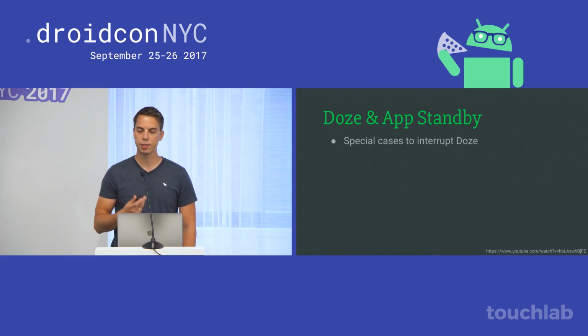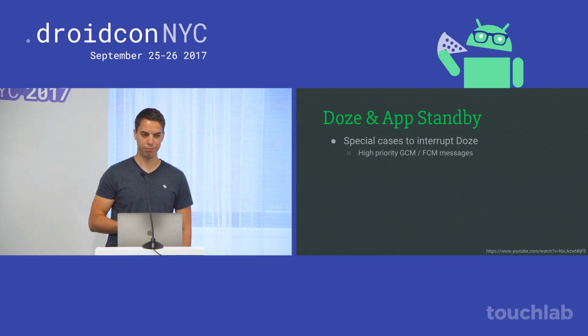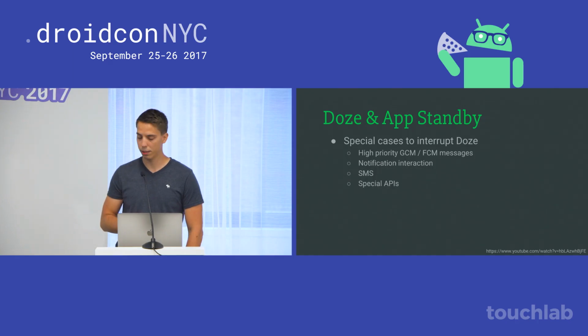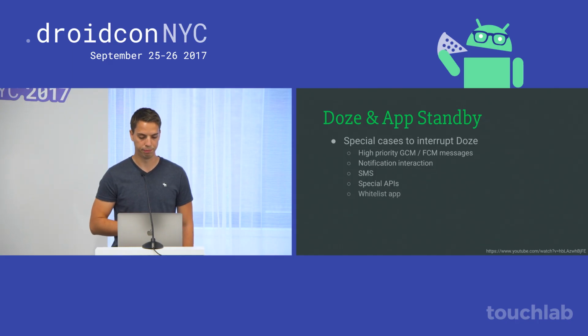And then, of course, there are special cases where you can interrupt Doze mode. So like I said, during the Doze mode, your app is not allowed to run. And there are ways to prevent this. For example, we have the GCM or FCM messages. So, for example, your Messenger app, of course, you want to receive a notification even for the devices in Doze mode. And of course, there are other exceptions, and for example, the special APIs, and we will get to them later.